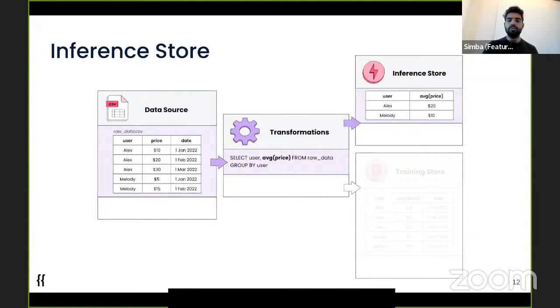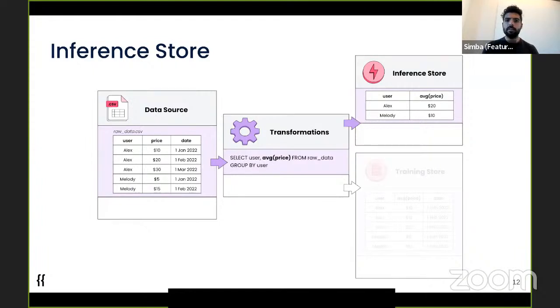Then you need it in two modes. One mode is for inference. So if you have a model in production, or in general, you just have a model, you need to get the current values of features to make predictions. So again, the Spotify example, you need to know the values of the features for your recommendation model in real time to be able to make a recommendation.